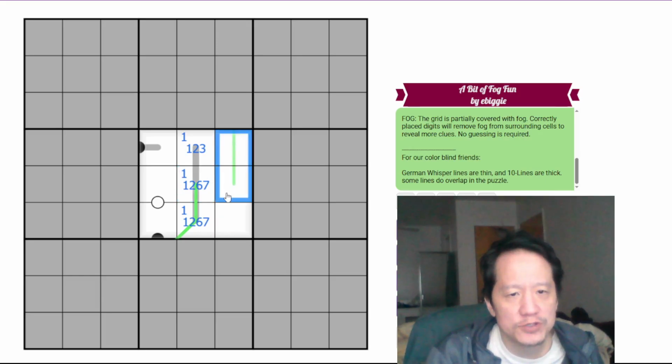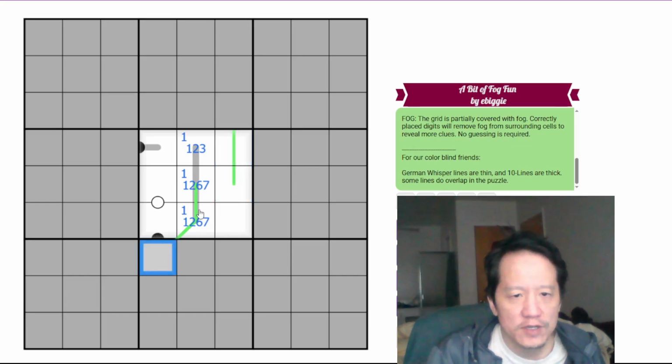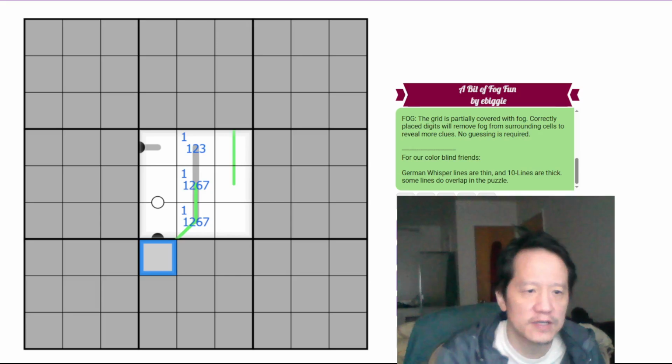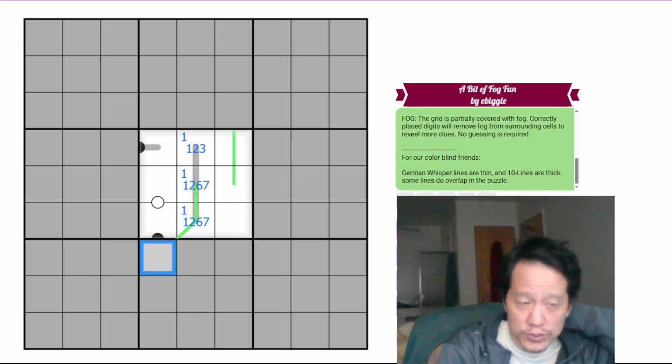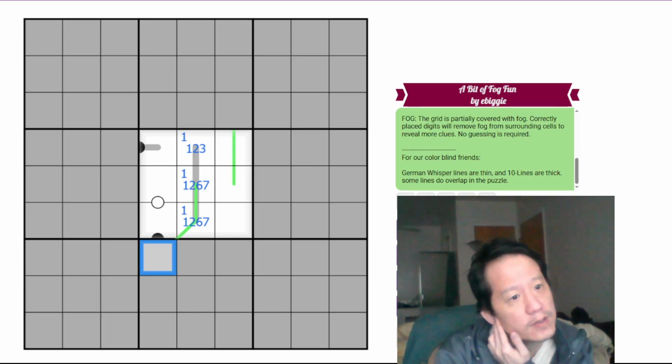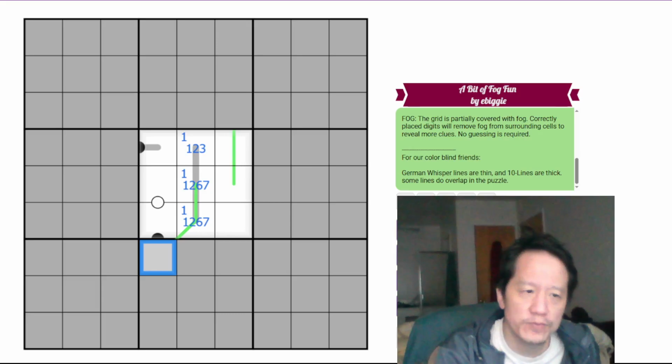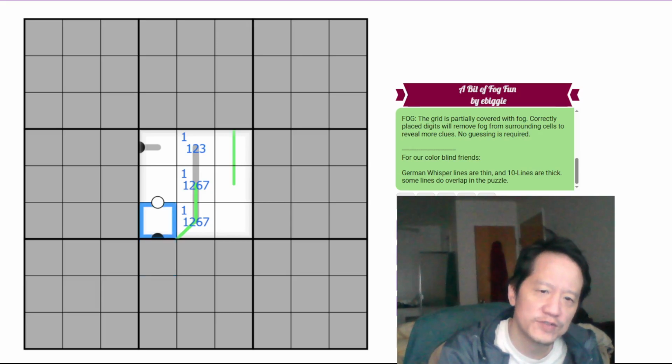These two are also adjacent digits on a German whisper line, but we don't know which ones. If this is a low, this would have to be a high. So this would be 6 or 8 if that's the case. If this is 6 or 7, it would have to be 1 or 2 here. But this cannot be 2. Actually, I guess it could be 2 if this is 4.